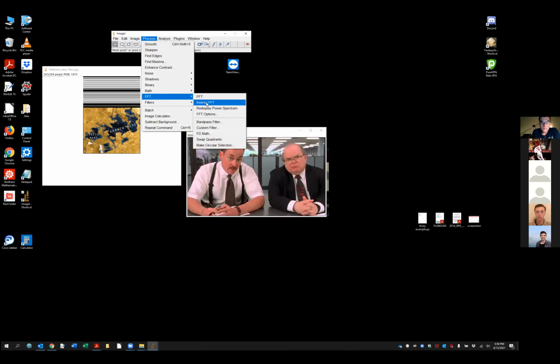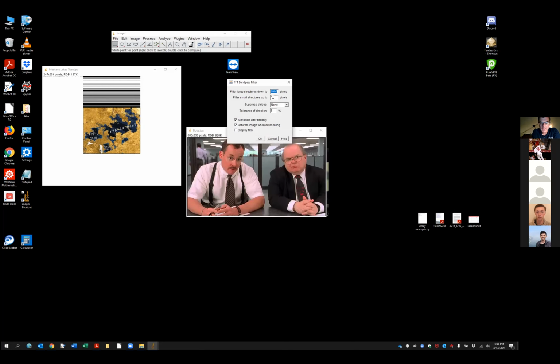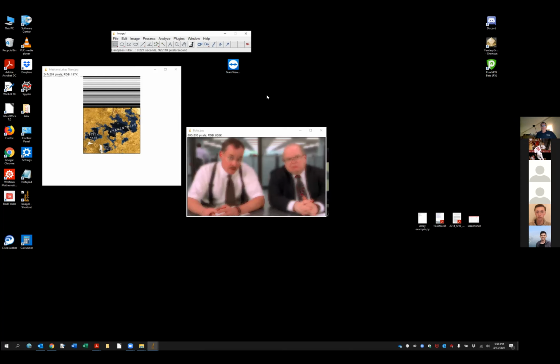If I do a bandpass filter, instead of taking out anything up to 5 pixels, let's take out 10 pixels. Now the Bobs definitely look blurry. I've taken out the high spatial frequencies, which means the sine waves with the small wavelengths. If I take out the small wavelengths, I'm taking out the small structures, and the Bobs look fuzzy. The Bobs look to us the way they would look to themselves if they took their glasses off. Any questions?